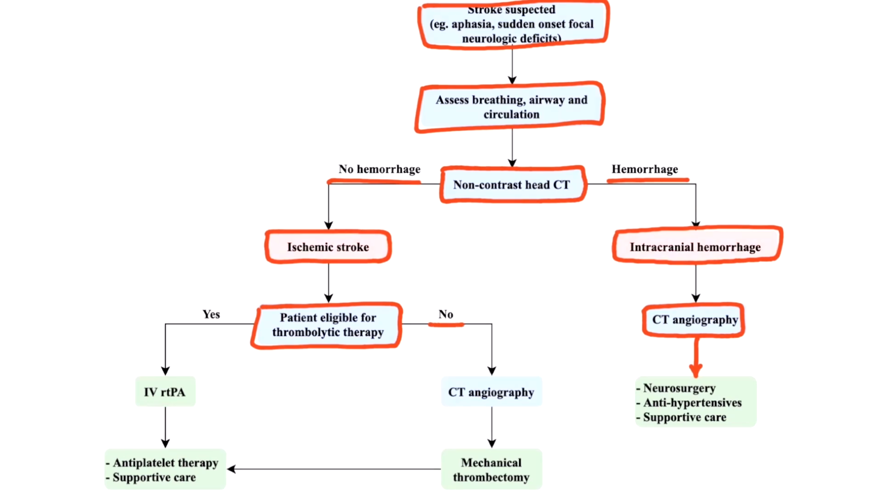If the patient is not eligible for thrombolytics, then CT angiography should be performed to determine eligibility for mechanical thrombectomy. After thrombectomy, the patient will require supportive care and antiplatelet therapy if tolerated. However, if the patient is a candidate for thrombolytic therapy, then you should give them IV TPA and follow them with antiplatelet therapy and supportive care.